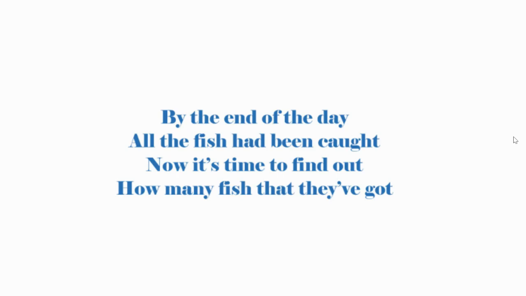By the end of the day, all the fish had been caught. Now it's time to find out how many fish they've got. So this is all of the fish they have. Each box is 10. Just like on our left hand when we were doing the counting, each finger was 10. Each box is 10. But we've got some extra fish here. These are single fish. 1, 2, 3, 4.